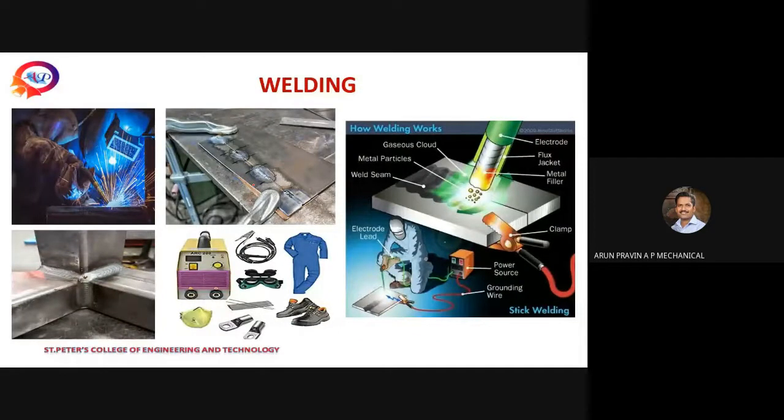Next one is welding. We all know what welding is. Based on the electrodes and the metal piece you are going to work on, we use different welding. What are the types of welding? We will do some welding operations. In the lab they will give you two iron rods, and you should weld the two iron rods together.